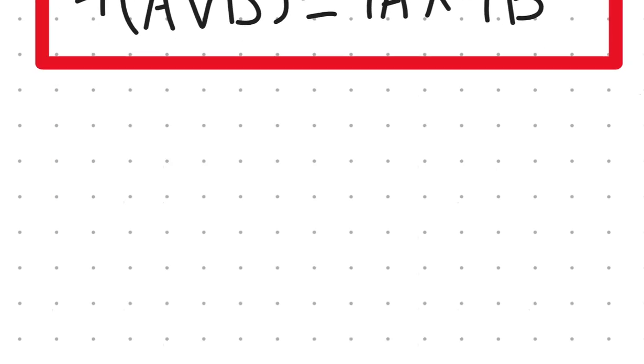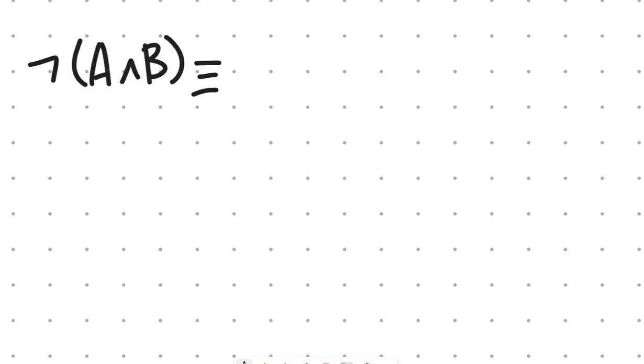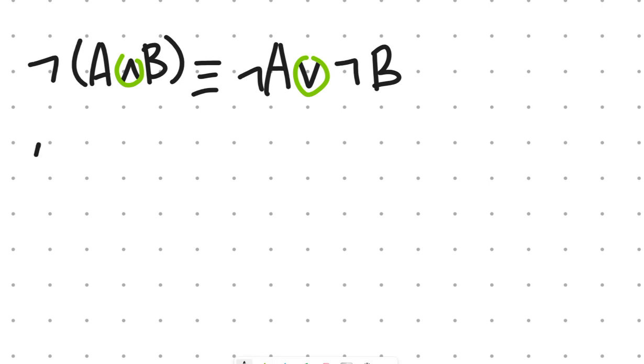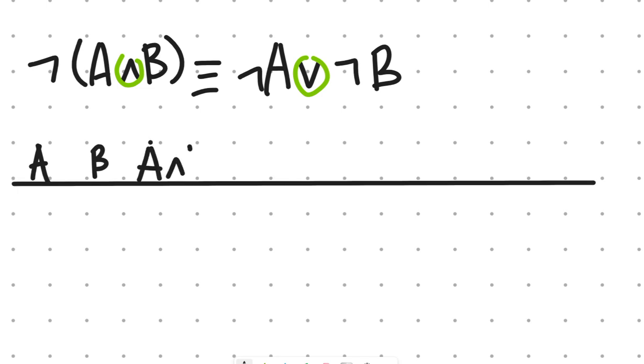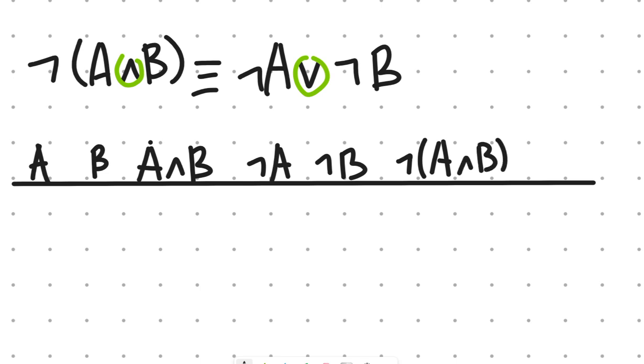So let's just dive right in. We are just going to prove the first one, which states that not (A and B) is congruent or equal to saying not A or not B. So we're just kind of switching these signs. Well, we just have to prove it by using the table. So let's say A, B, then we have A and B, then we have not A, not B, not (A and B), and not A or not B.